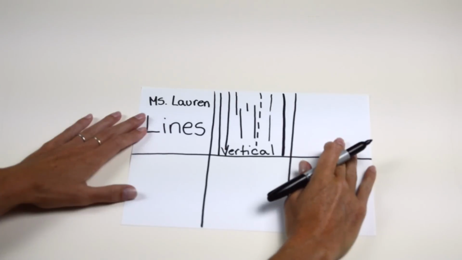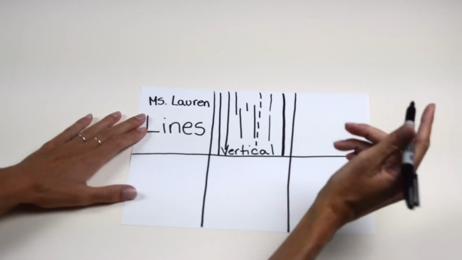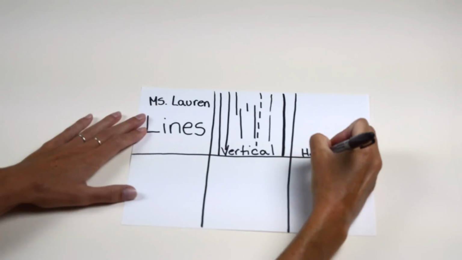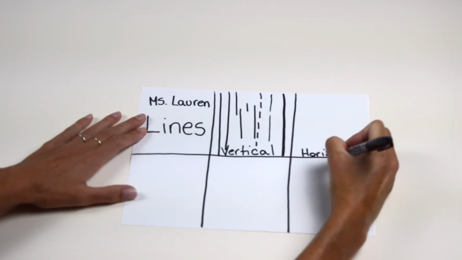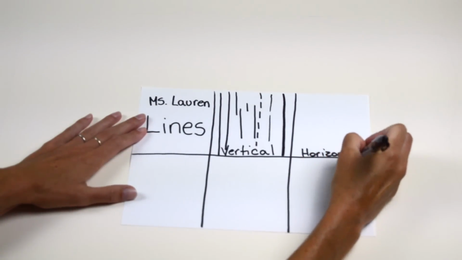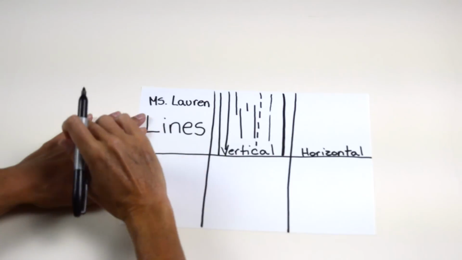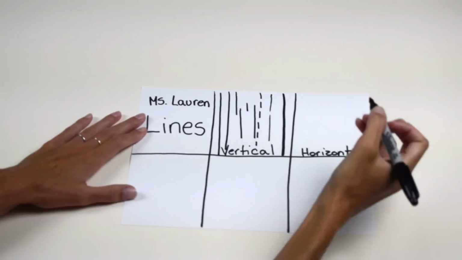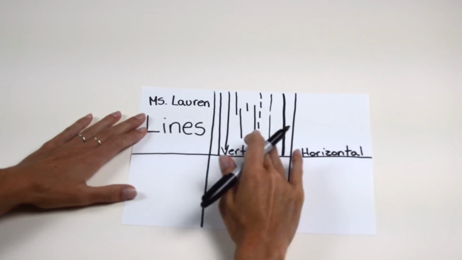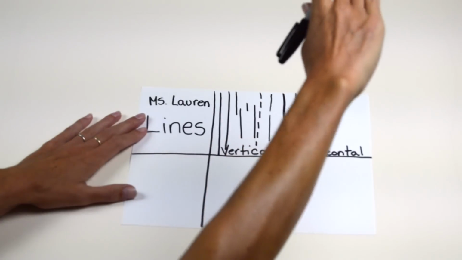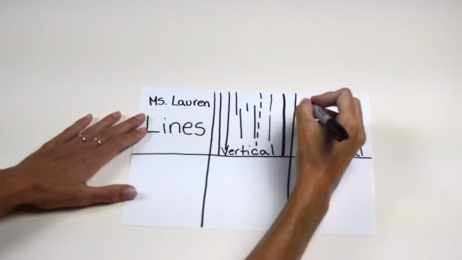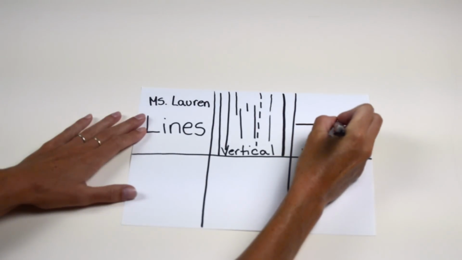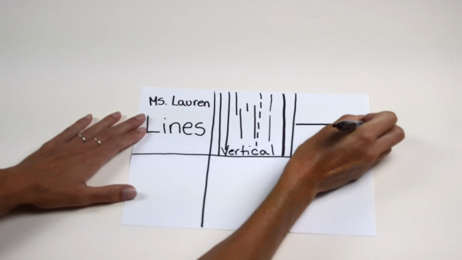And then in the next box, right next to the vertical box, we're going to practice the line called horizontal. A horizontal line is a line that goes left to right or right to left, straight across. So kind of like the horizon line, that's how I keep them straight. Horizon line is where the sky meets the land or the sea. So a horizontal line is the same idea. It's going to be a straight line that goes across your page.